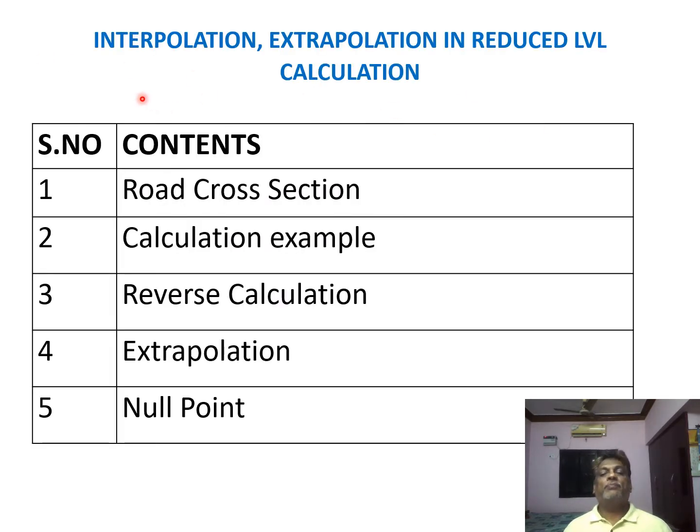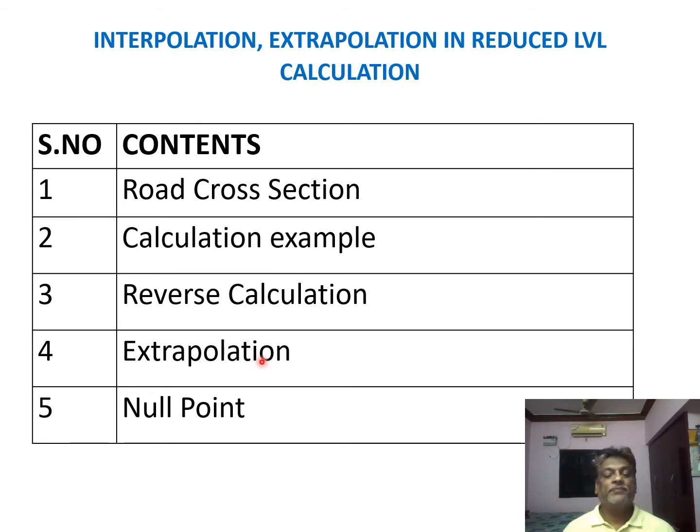So, as I said, the topic is interpolation and extrapolation in reduced level calculation. The content of this is that we have road cross section details. For example, we have taken a road cross section and a calculation example showing how the interpolation is done in the reduced level to calculate the area of the cross section. Then a reverse calculation detail for the same interpolation is done. So it is extrapolation now.